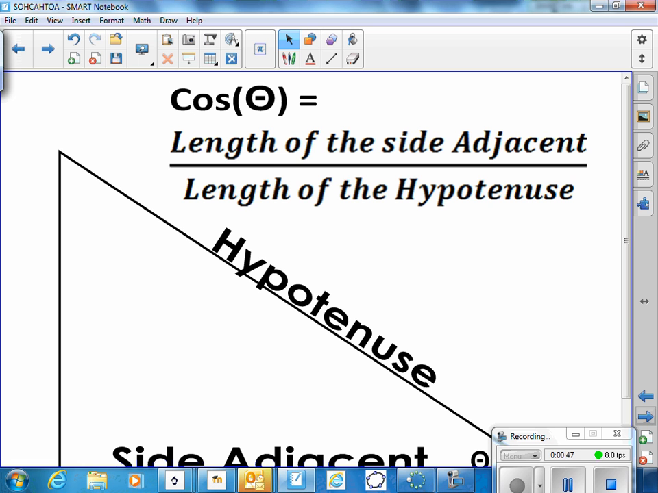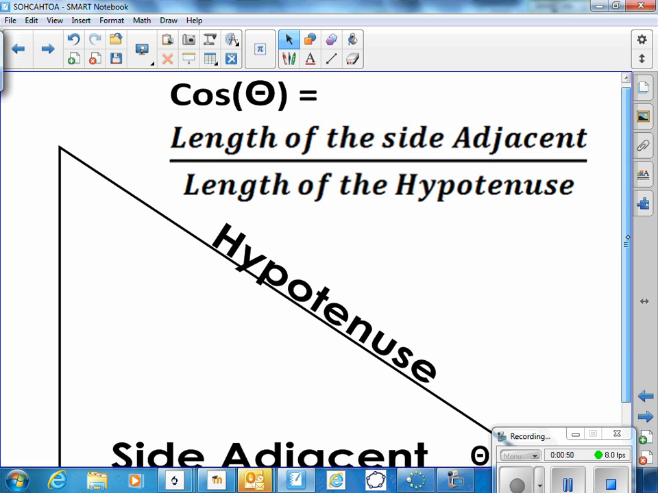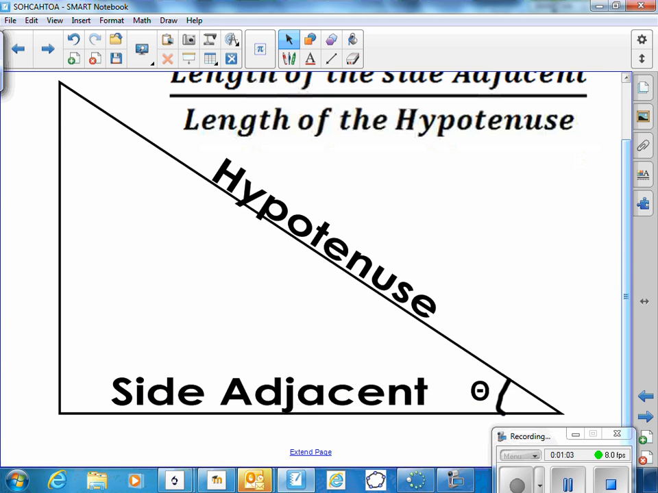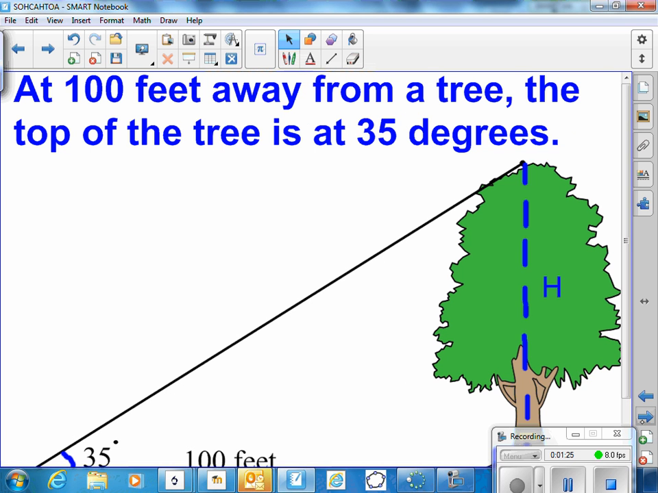So cosine of theta is equal to the length of the side adjacent divided by the length of the hypotenuse. So instead of the opposite over the hypotenuse like sine was, it's adjacent over hypotenuse. That way, like for our tree example, we don't have to change angles. We can stay with that same angle. But it's still a two-step process because we still have to solve for the hypotenuse first and then for the height of the tree. But let's go ahead and do some of those.